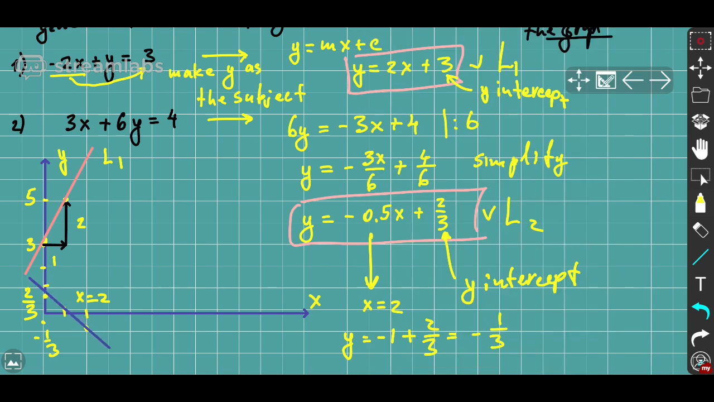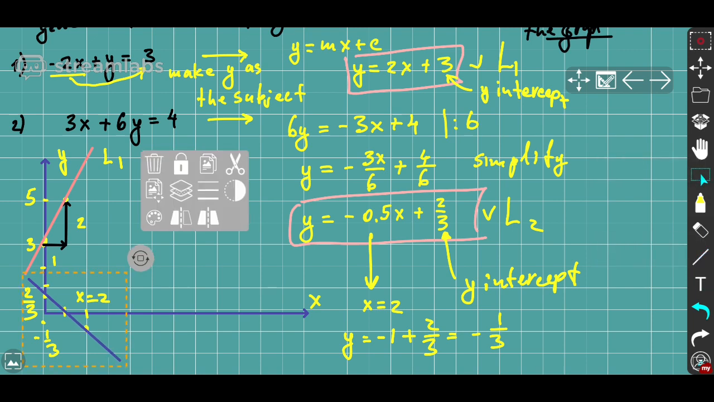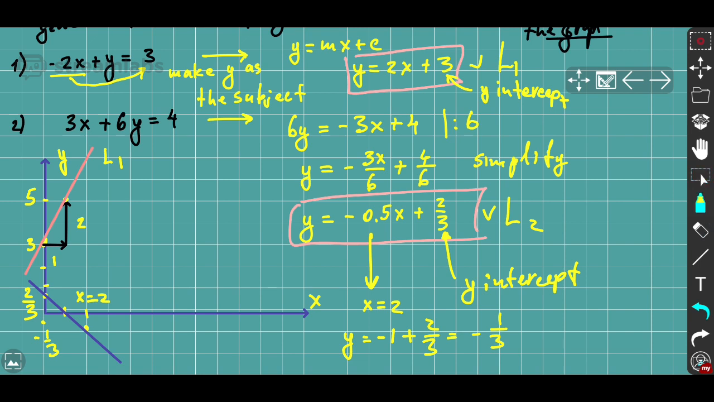And you just simply draw the line through those 2 points. From 2 over 3, it goes through negative 1 over 3 for y and 2 for x. So that's your L2. Okay? It's done?